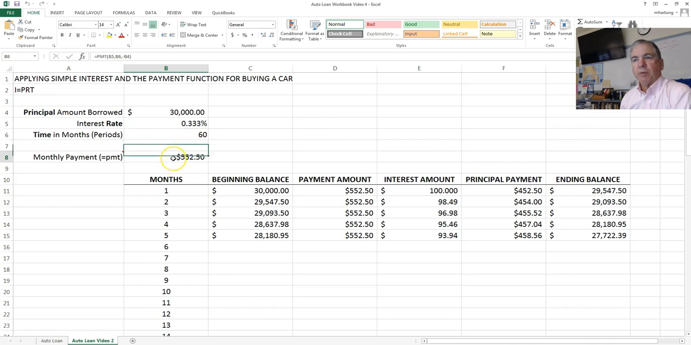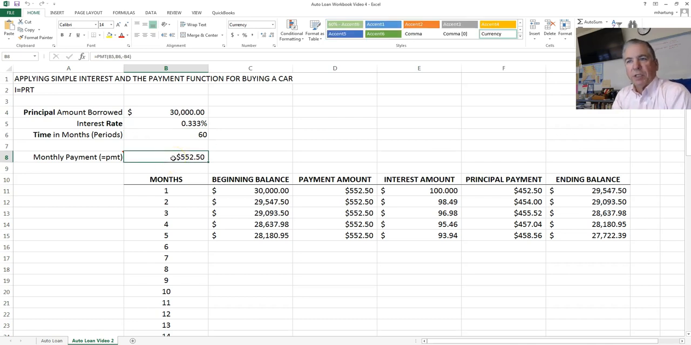60 months. And we learned that for the payment function, we need to have our time indicated in periods, or in this case, our periods equal months. And so at the conclusion of video 3, you completed months 1 through 5 for the beginning balance, payment amount, interest amount, principal payment, and ending balance.